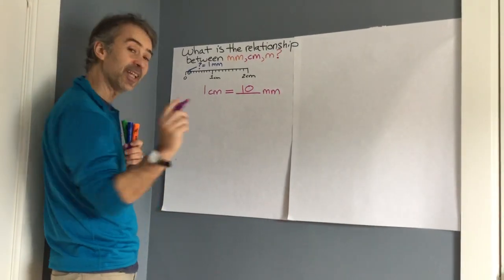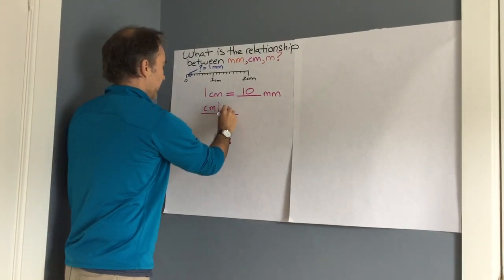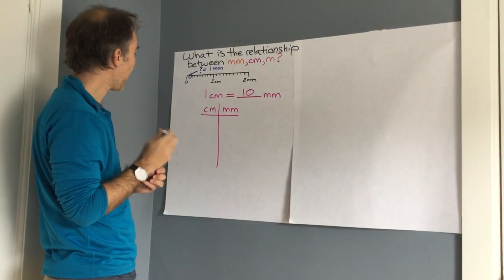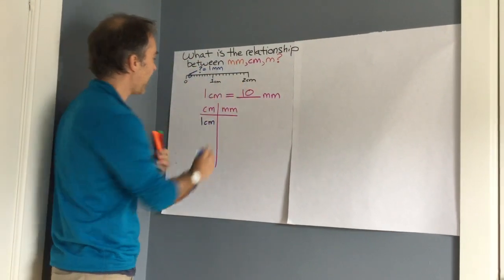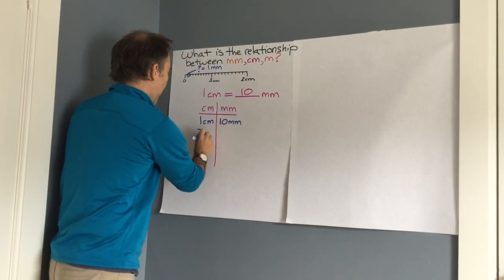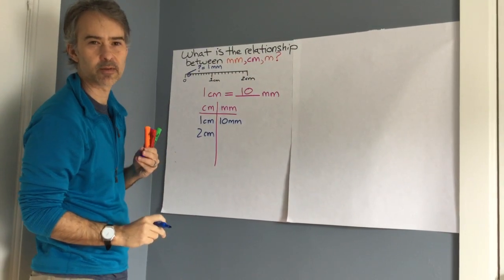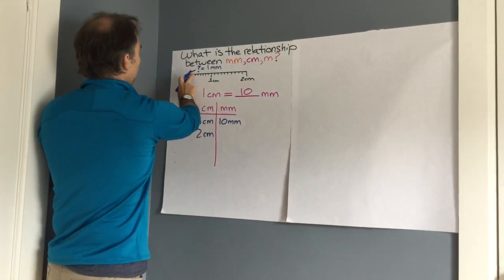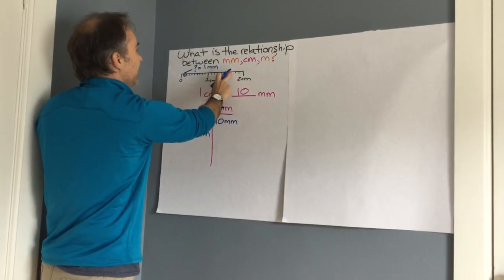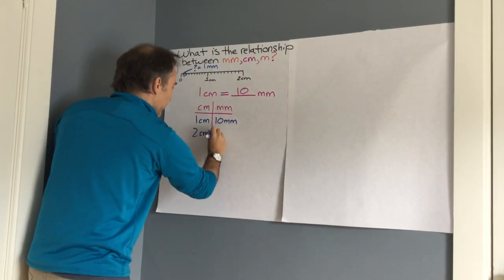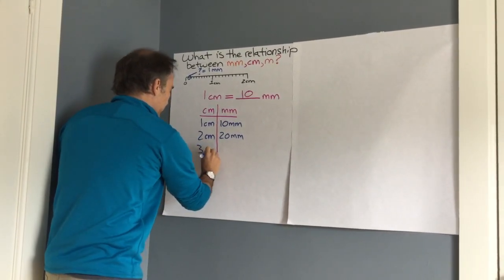So what I want to do next is, let's make a table. I have my centimeters here, and I have my millimeters here. So if I have 1 centimeter, we know that that equals 10 millimeters. What if I have 2 centimeters? How many millimeters would that equal? Okay, I could count. 1, 2, 3, 4, 5, 6, 7, 8, 9, 10, 11, 12, 13, 14, 15, 16, 17, 18, 19, 20 millimeters is 2 centimeters.